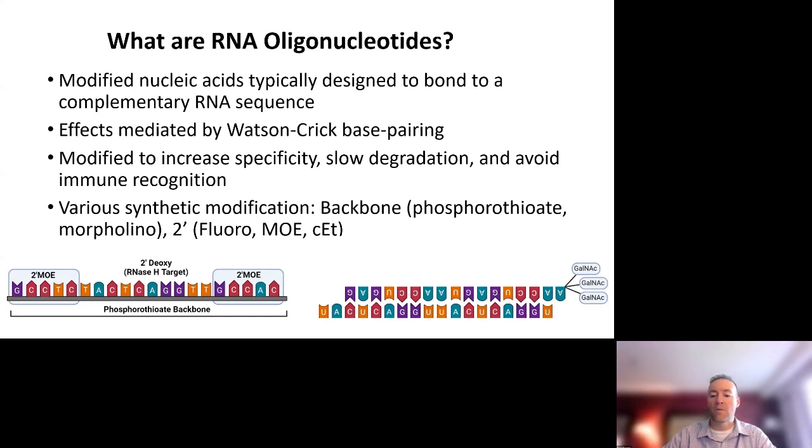Now, I'll draw your attention to the bottom right-hand side. This is the other most common moiety in the field, which is the double-stranded siRNA. Here it is depicted with a GalNAc conjugation to facilitate hepatocyte delivery. This double-stranded oligonucleotide works using a different endogenous RNA nuclease known as Argonaute-2, which is part of the RNA-induced silencing complex.